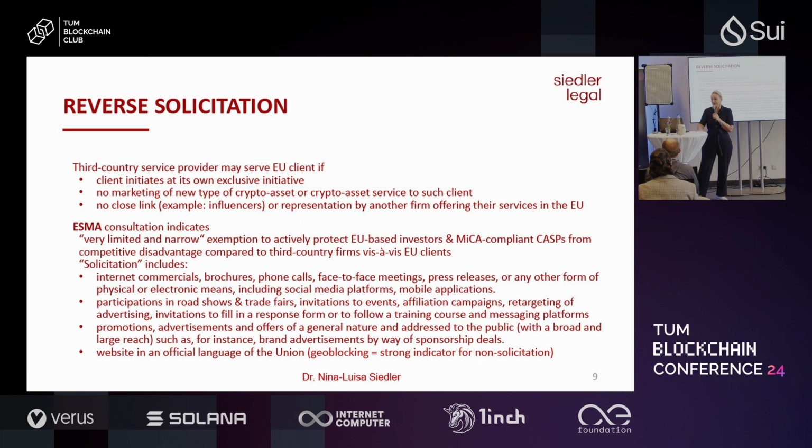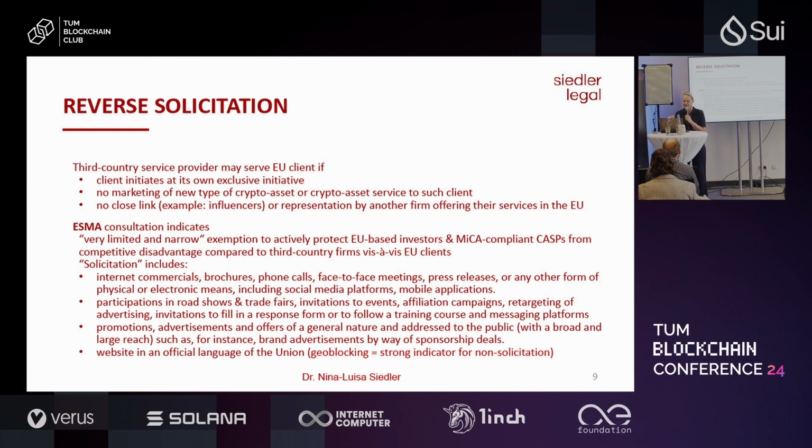But there is actually an ESMA consultation paper which came out, I think, in February this year, which tightens this rule to a very extreme extent, going way beyond what we know from the MiFID world. It says that this rule under MiCAR is to be construed very limited and narrow. Solicitation includes, and that means you cannot claim being reverse solicited, but you have actively solicited, meaning you need to apply EU rules, right, white paper and so forth.